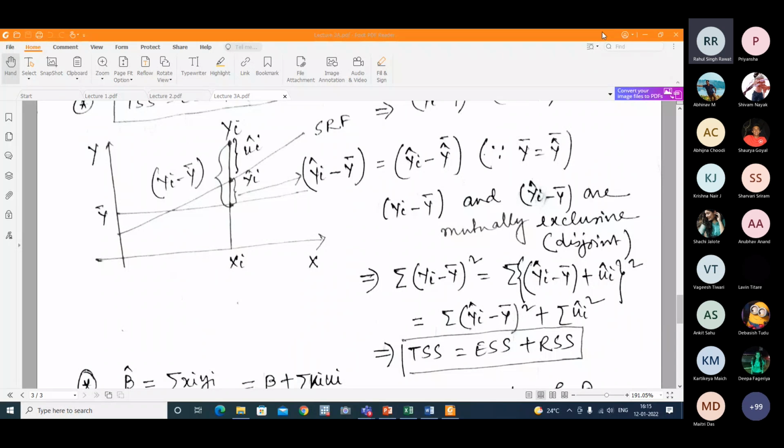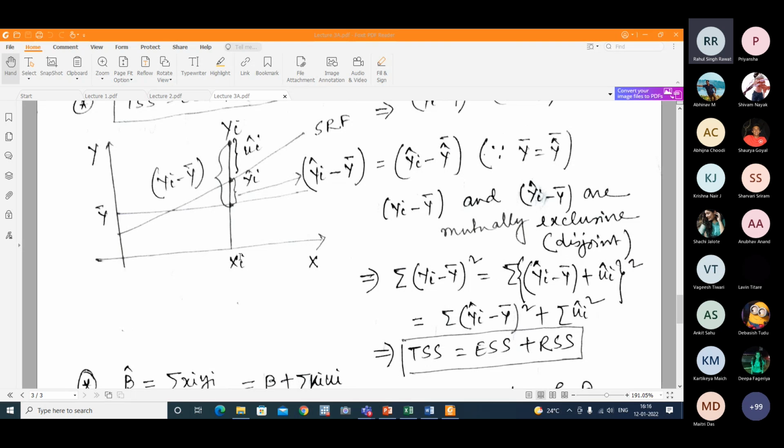The reason is here only. A higher R square value indicates that a larger proportion of variations in Y is explained by the estimated model.